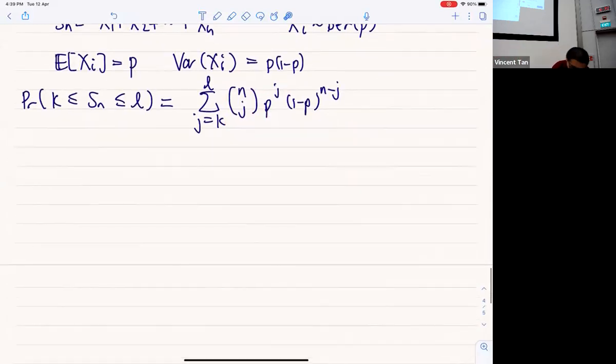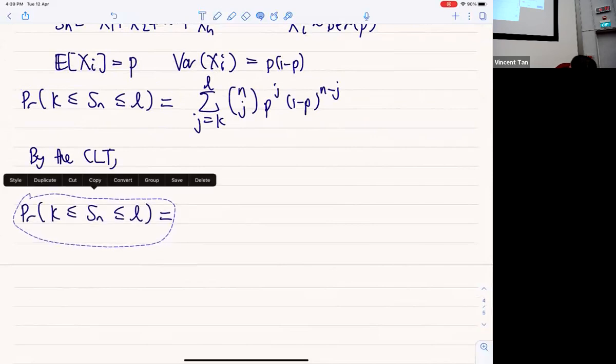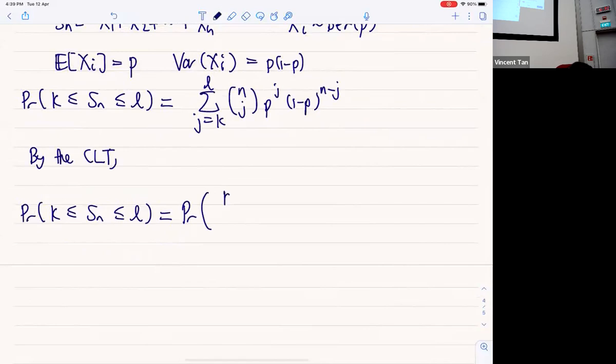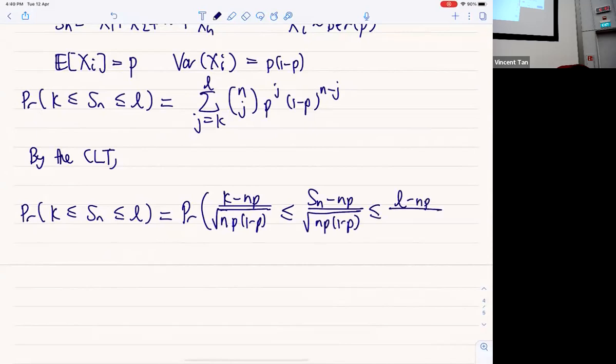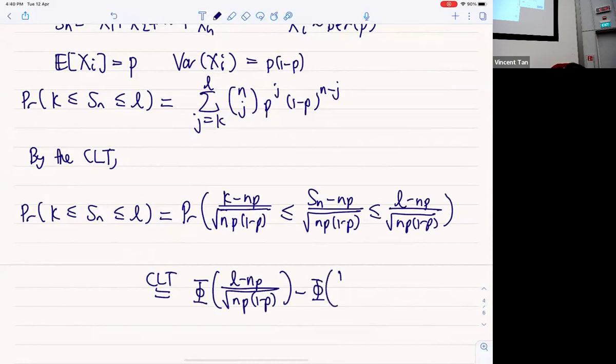By the central limit theorem, we can estimate the left-hand side by means of the following. We take away NP, divided by, remember, you have to put N here and the variance here: less than Sn minus NP over square root NP(1 minus P), less than L minus NP over square root NP(1 minus P). This is exact. We have not used the central limit theorem yet. Here is where the central limit theorem comes in. We are saying that this can be estimated using phi of (L minus NP) divided by square root NP(1 minus P), minus phi of (K minus NP) divided by square root NP(1 minus P).